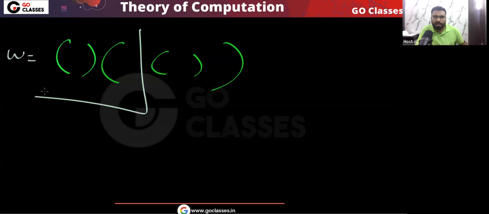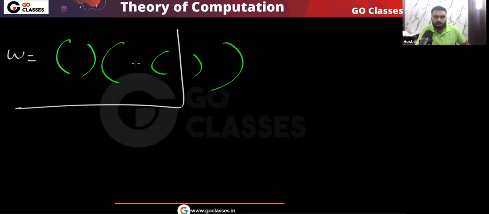For example, consider this prefix. In this prefix, can you notice we have two left parentheses and one right parenthesis? Yes or no? And look at here. Here also we have more left parentheses and fewer right parentheses. Here we have equal. Okay, so this is what I'm saying.